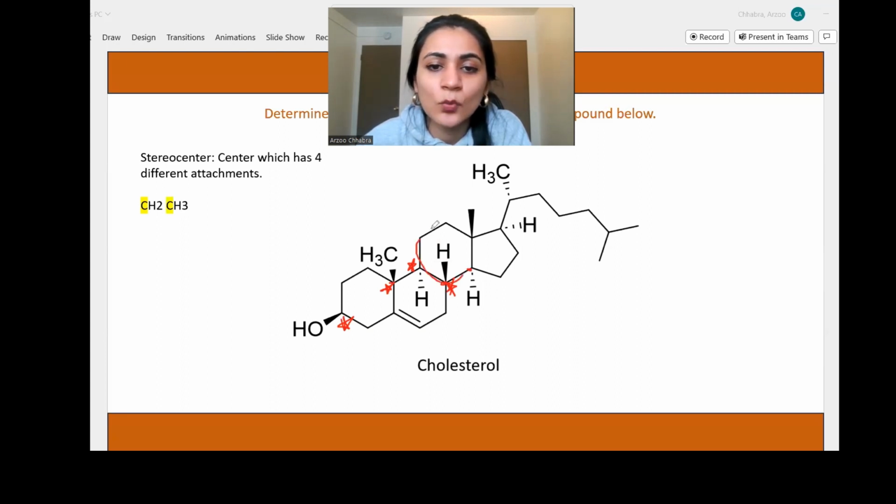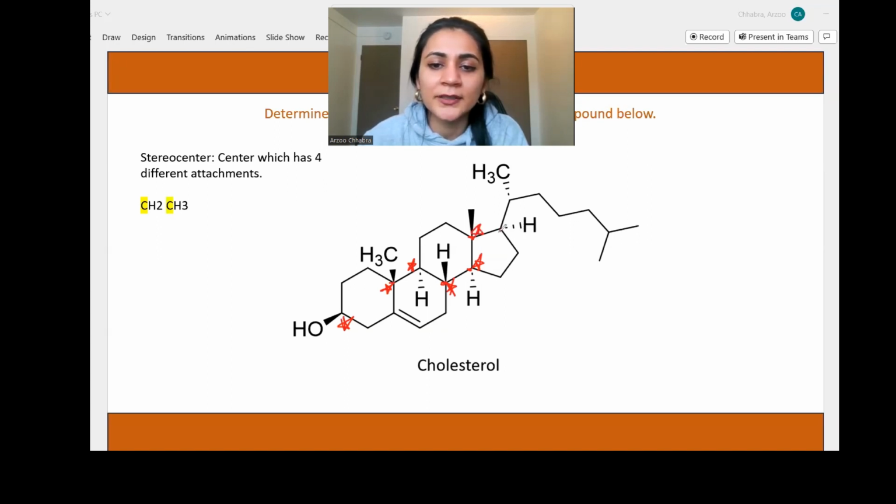All right, again, this is one attachment center. This is the second attachment center. This is the third one. And this right over here is the fourth one. So again, that carbon center also has four different attachments. So this is a CH2, disregarded, CH2 disregarded. How about this one right over here? One attachment, second attachment, and then this is the third attachment. This is the fourth attachment, which is the CH3. That would also make it a stereocenter.